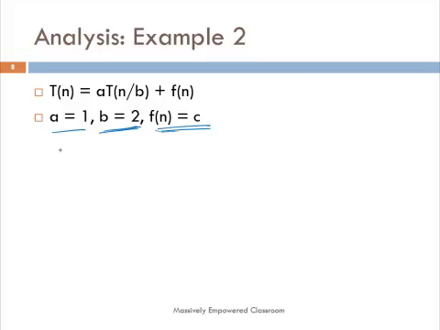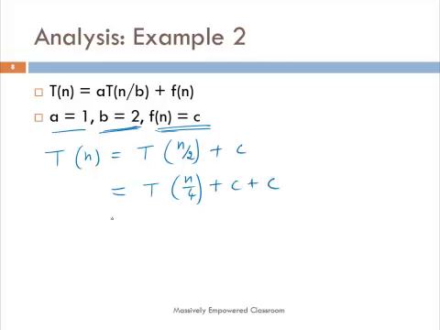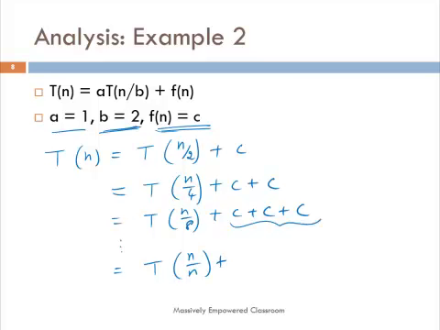If this happens, let's see what will be the recurrence relation. T(n) is T(n/2) plus C. Right? So A is 1, B is 2, f(n) is C. Applying the substitution method, this is nothing but T(n/4) plus C, which is nothing but T(n/8) plus C plus C plus C. Right? And so on. Finally, we get T(n/n) plus, how many C's will be there?